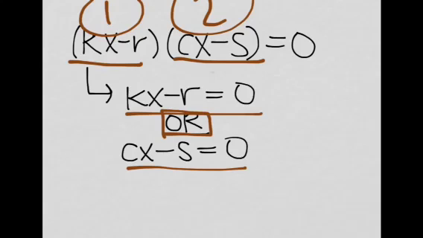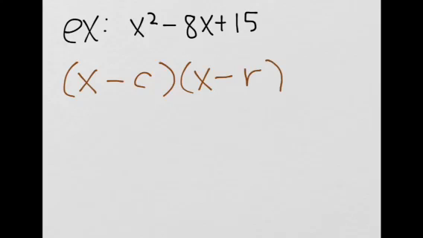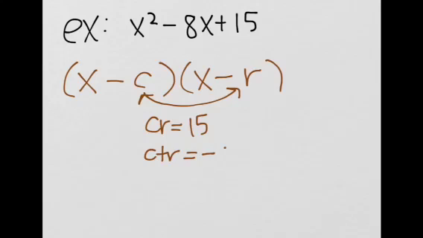So the best way to really understand factoring is to do some examples. So let's do that. So we have x squared minus 8x plus 15. And we want to get it in the form of x minus c and x minus, maybe let's say r. So realize that we know that c times r has to equal 15. And that c plus r has to equal 8. Okay?